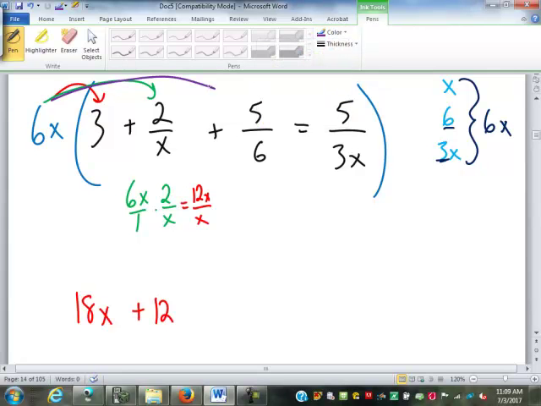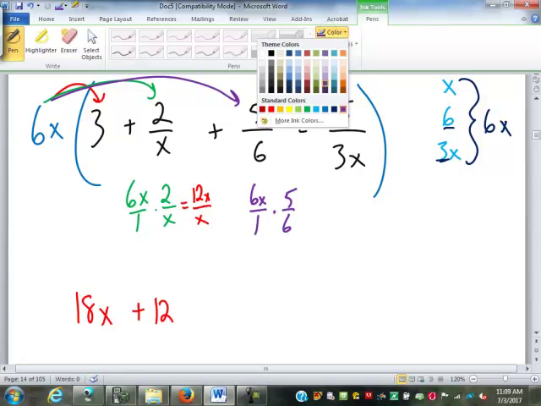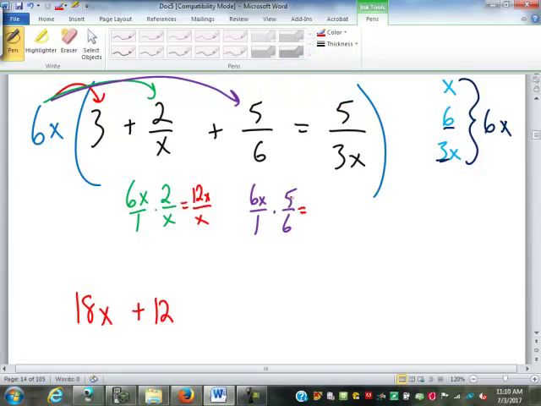Then we've got 6x times 5 sixths. 6x over 1 times 5 over 6. 6x times 5 is 30x. 1 times 6 is 6. I could have cross-canceled the 6's again, but I'm doing it the other way for some reason. 30x divided by 6 is 5x.